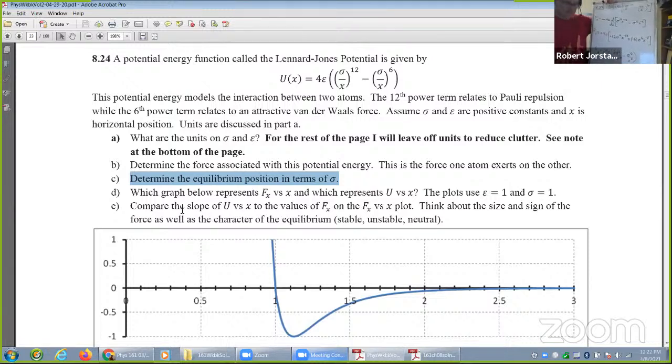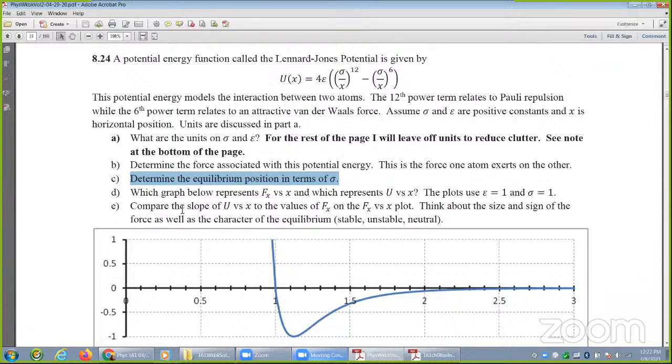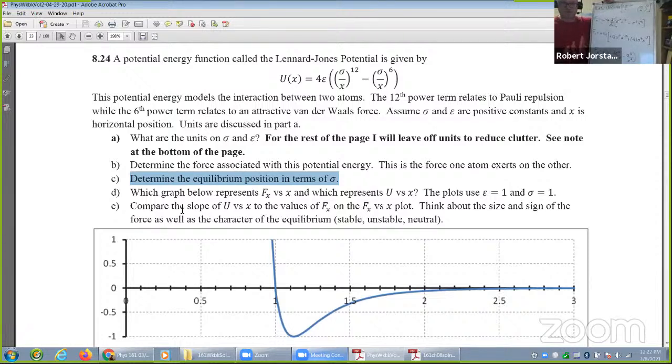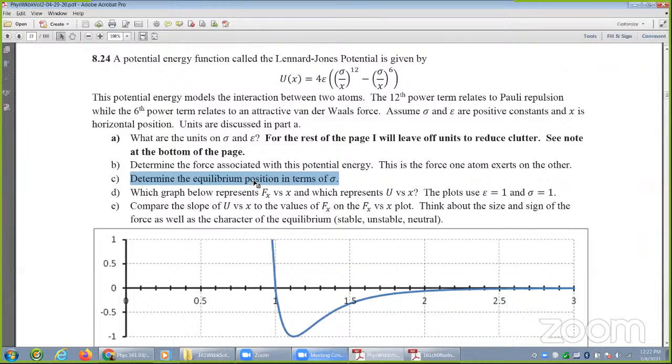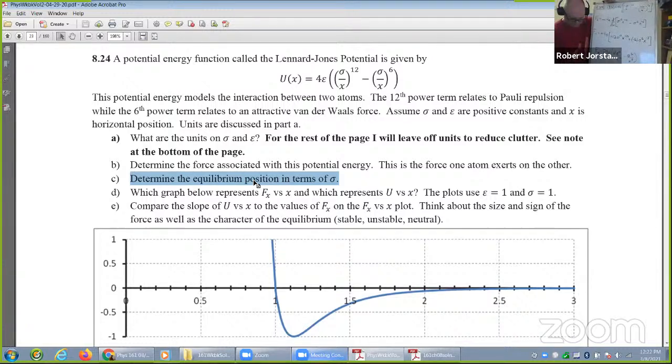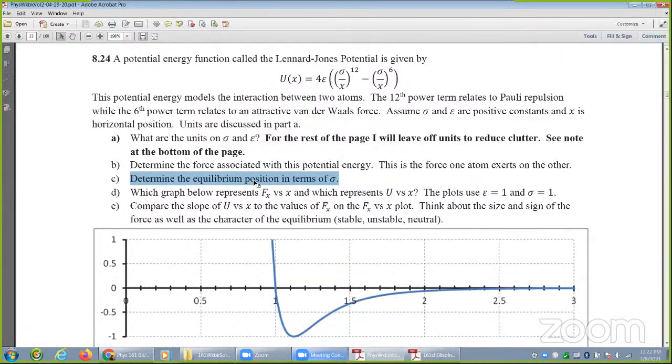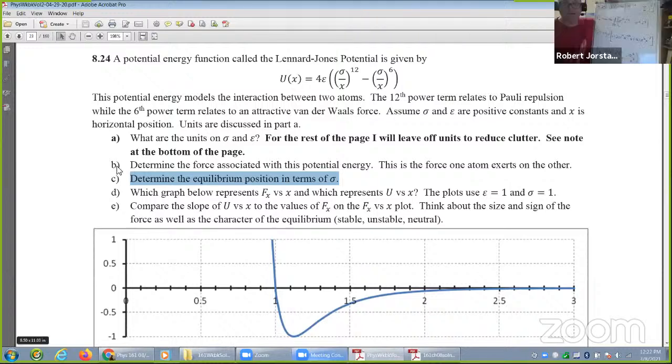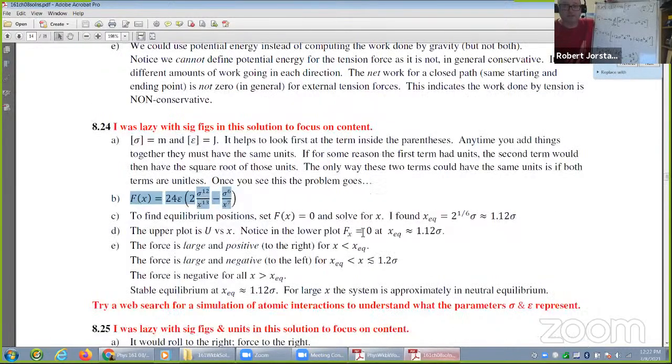All right, how do I get the equilibrium position, everybody? That's when the derivative is 0, right? That's right, or set the force equal to 0. So if you set the force equal to 0 and solve for what? Equilibrium position means solve for what variable? For x. Exactly. Perfect.